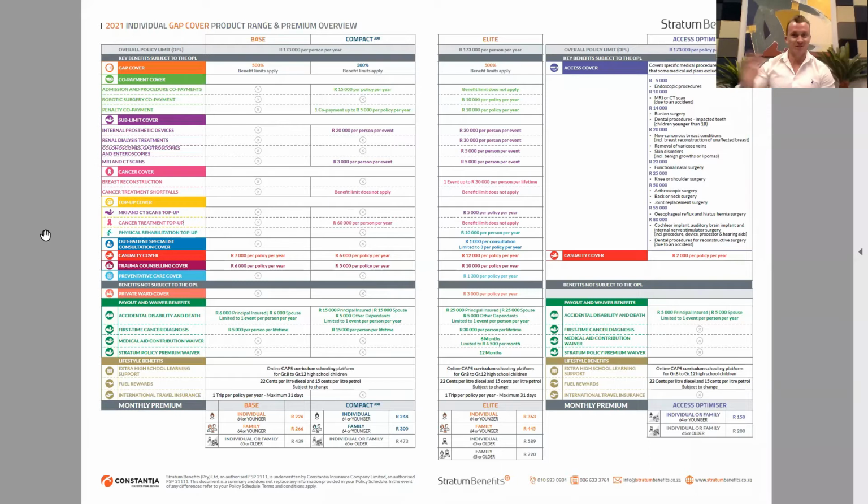Straight off the bat, you'll see that there are different options available here. There's a base, compact 300, elite, and then access optimizer. Four options available. For the sake of this video, let's not look at the access optimizer. That would be a plan that you would add to a medical aid policy that doesn't have all the benefits that most medical aids or hospital plans do. So for the sake of focusing on gap cover today, I'm going to talk to you about base, compact 300, and elite, and the differences between them.